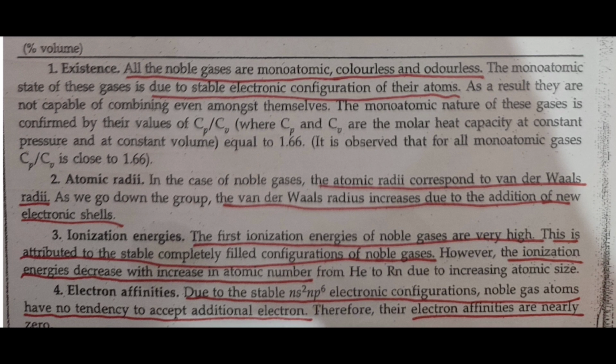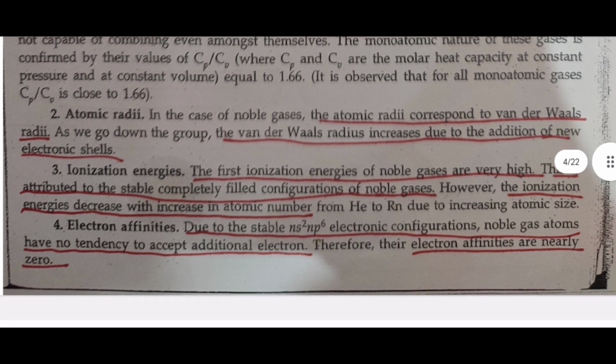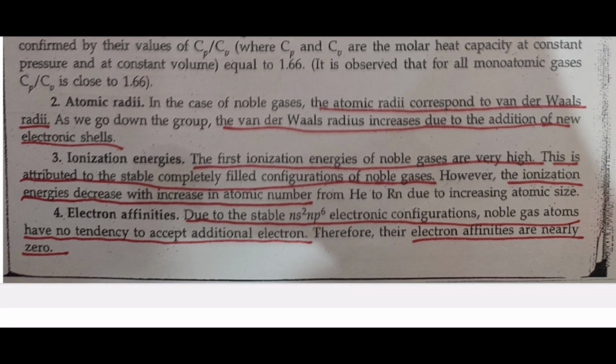Helium, neon, argon, krypton, xenon and radon. Atomic number of helium 2, neon 10, argon 18, krypton 36, xenon 54 and radon 86. Physical properties: some of the important physical constants of noble gases are given in the table.